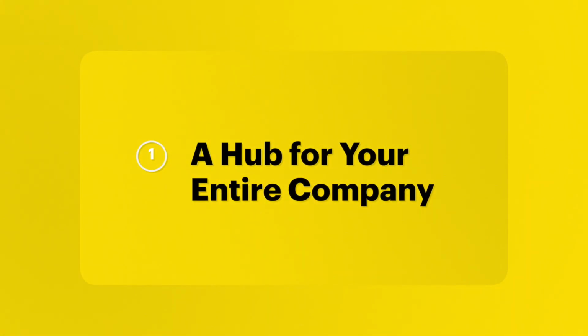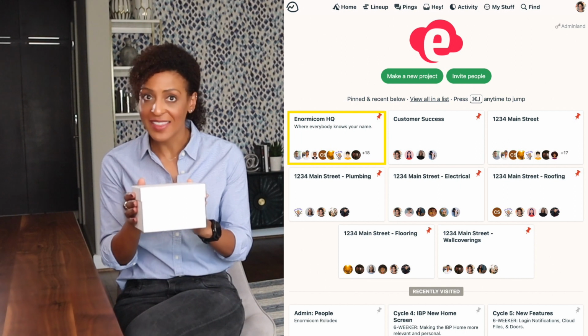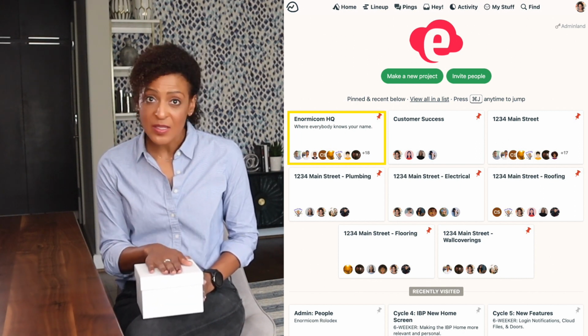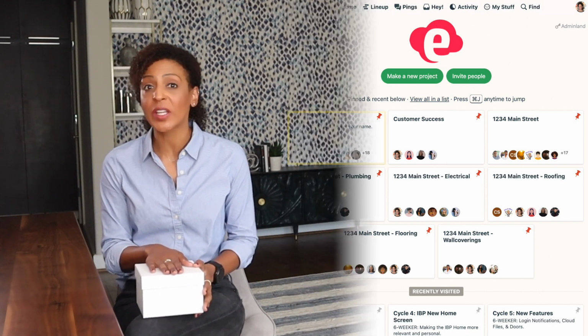First up, a project can be used as a hub for your entire company. That's actually one of the ways we use Basecamp internally at Basecamp. We have one project that everyone in the entire company is a part of. It's where company-wide announcements are shared, documents that everyone may need to access are stored, and where we communicate about all kinds of company news.